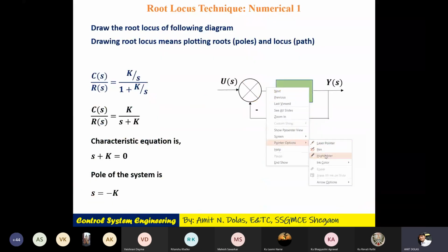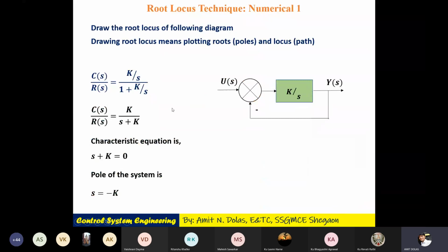I'm not able to exactly mark what I want. So now one numerical, only numericals.